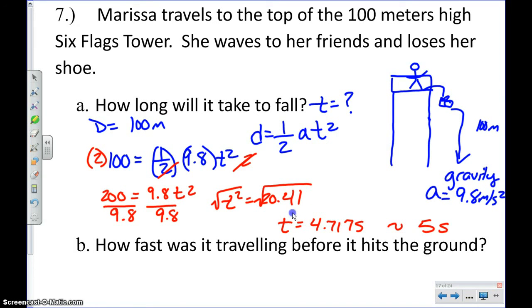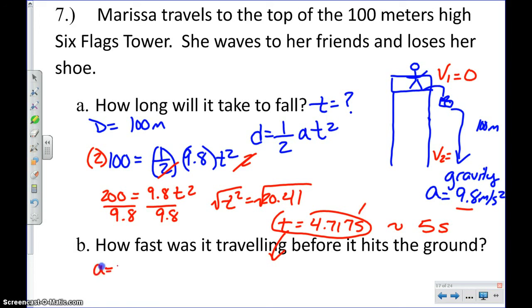Okay, we're going to use this number to go ahead and solve this. So how fast will it be traveling before it hits the ground? So basically I want to know its final velocity at the ground. So here at the top, how fast was the shoe going before she dropped it? The initial velocity would be 0. And I want to know how fast is it going here. So I have the acceleration, I have the time, I have the initial velocity.